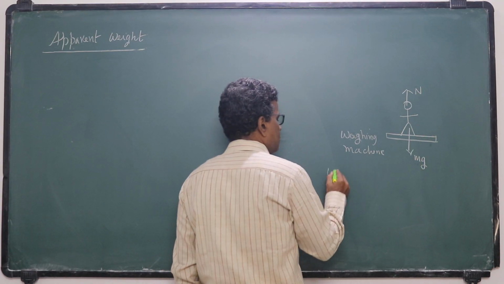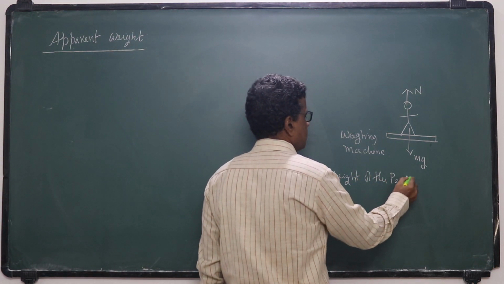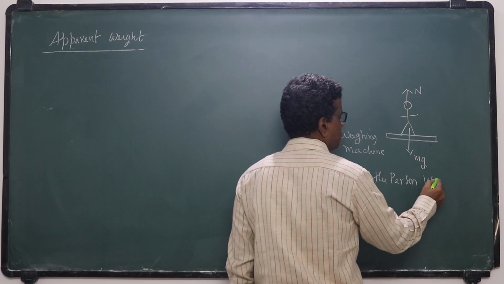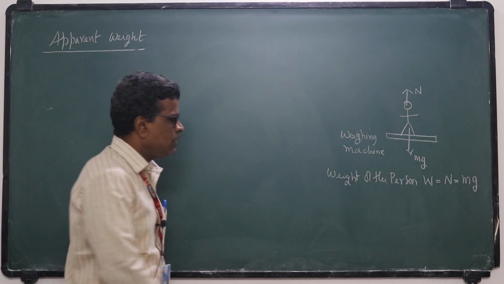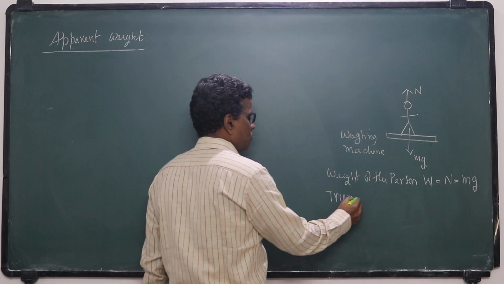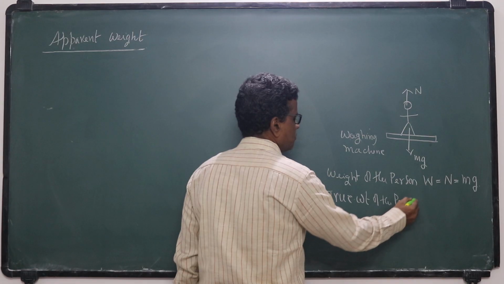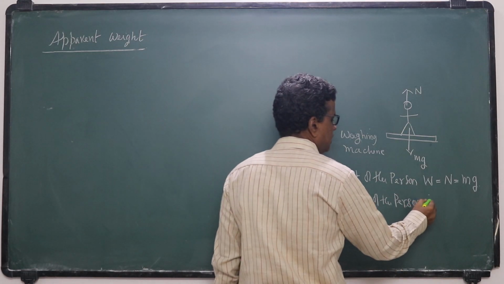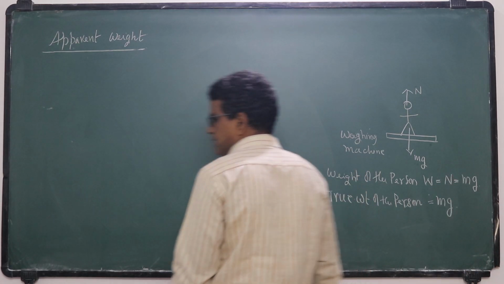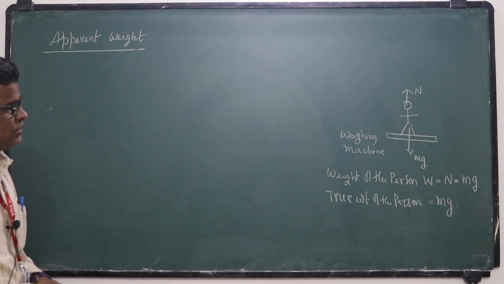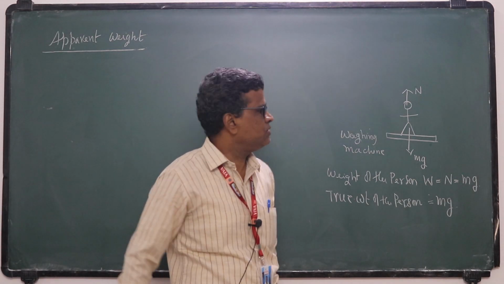So the weight of the person in this case is equal to N, that is equal to mg. It is called the true weight of the person. True weight of the person is equal to mg. Now this is case 1, when this weighing machine is kept on a horizontal floor generally.